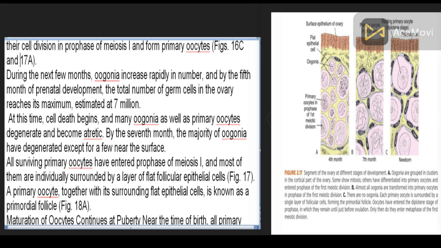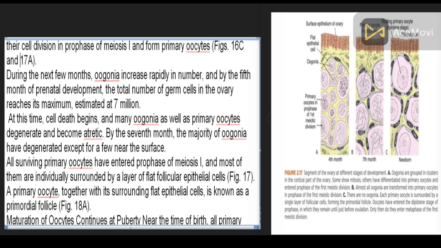During the next few months, oogonia increase rapidly in number, and by the fifth month of prenatal development, the total number of germ cells in the ovary reaches its maximum, estimated at 7 million. At this time, cell death begins, and many oogonia as well as primary oocytes degenerate and become atretic. By the seventh month, the majority of oogonia have degenerated except for a few near the surface.